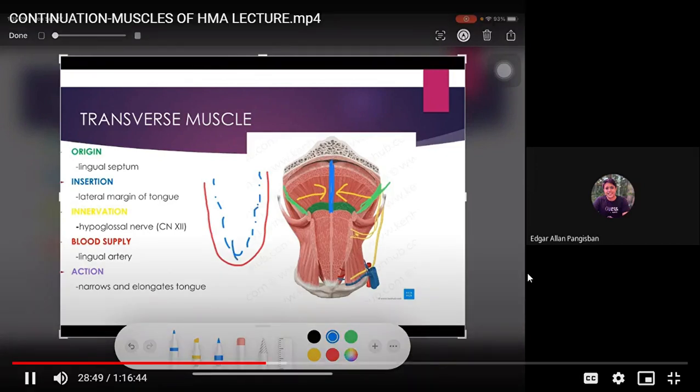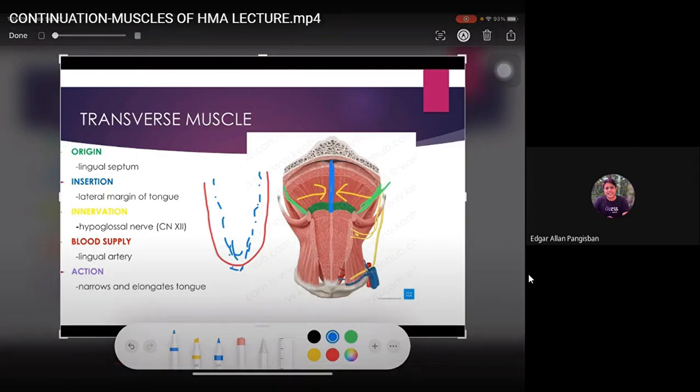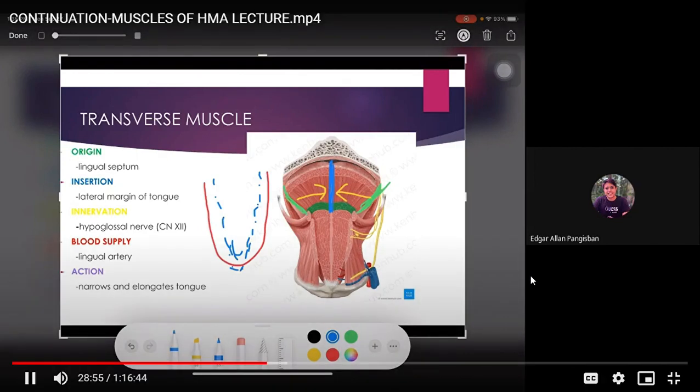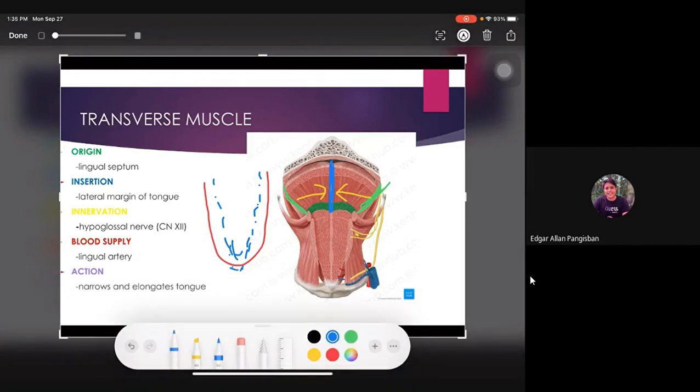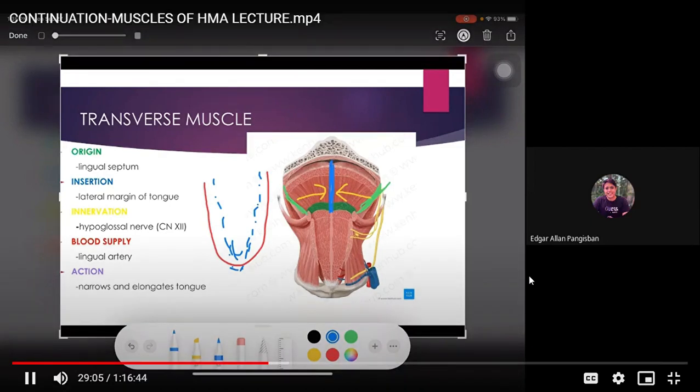Okay. Sorry, dapat mahaba pala yan. Kasi nga na-elongate. Okay, you would now elongate the tongue and it will narrow down. That's the action of your transverse muscle. Same innervation, same blood supply as the rest of your muscles of the tongue.